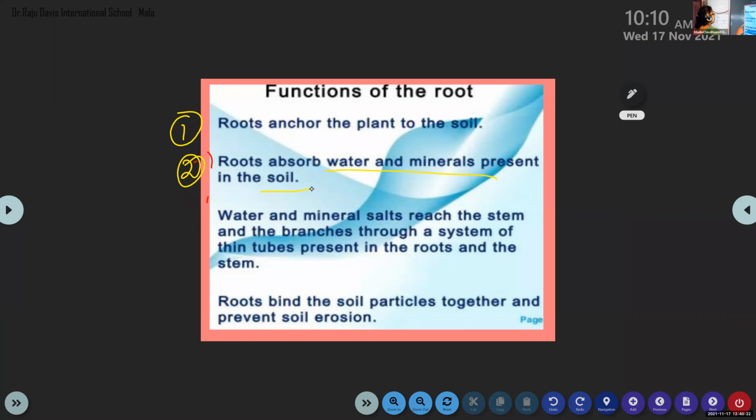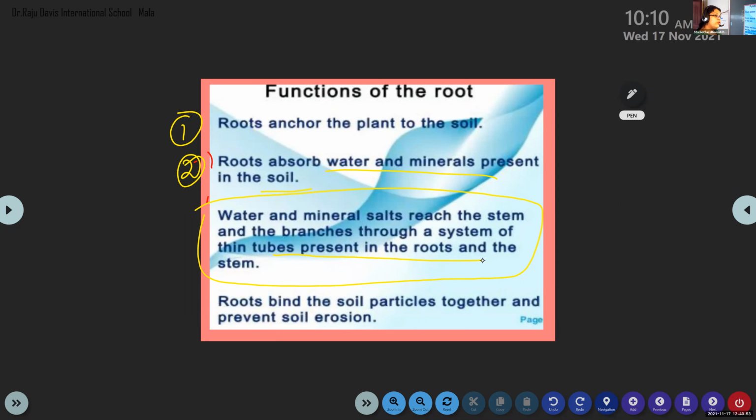And how will these things reach us? Water and mineral salts reach the stem and the branches through a system of thin tubes present in the roots and the stem. So this is how the second function of the roots happens.